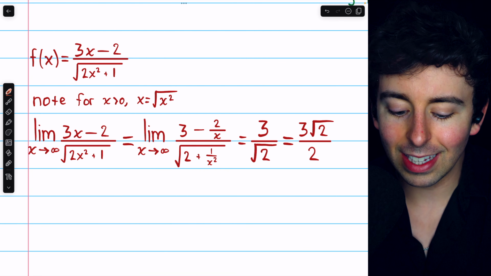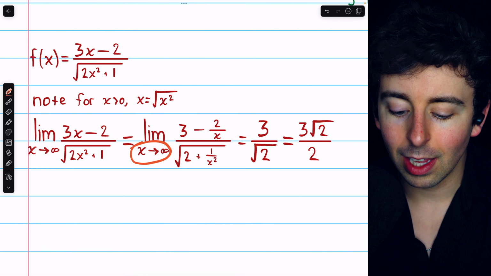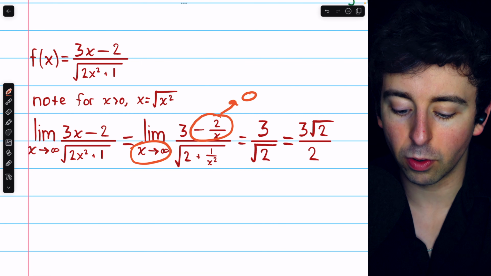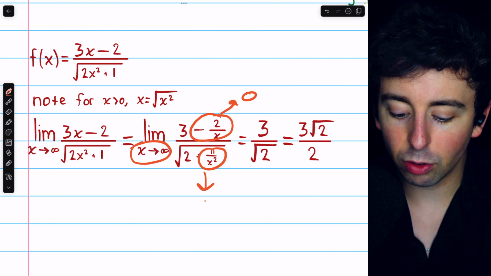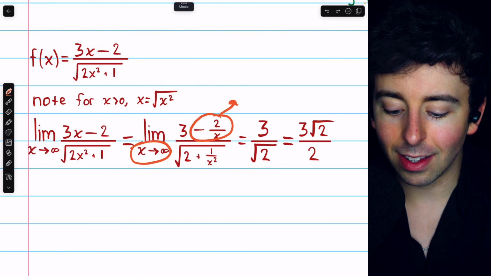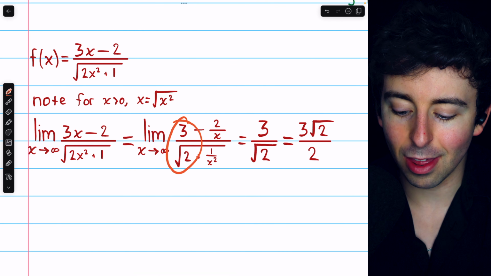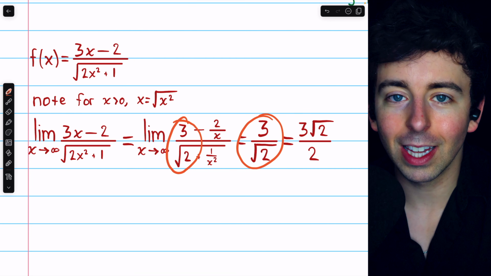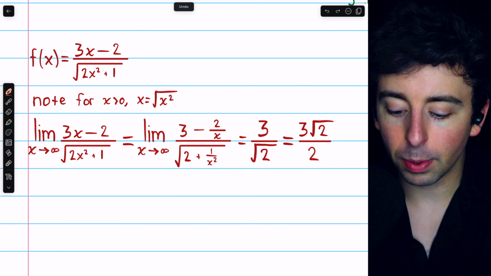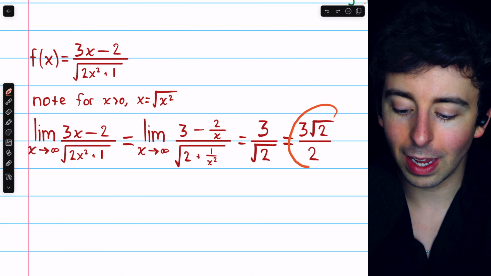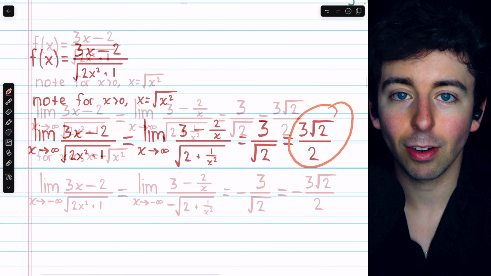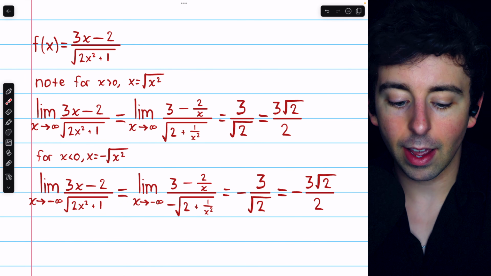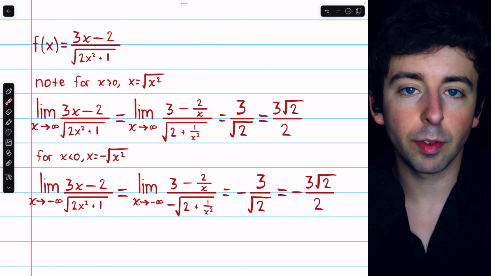At this point, it's clear as x goes to infinity that minus 2 over x approaches 0, and 1 over x squared approaches 0. Hence, the only stuff that's left is the 3 divided by root 2, which, if you want to rationalize the denominator, you could multiply by root 2 over root 2 and get this as the final answer. But of course, this all just applies for x approaching positive infinity.